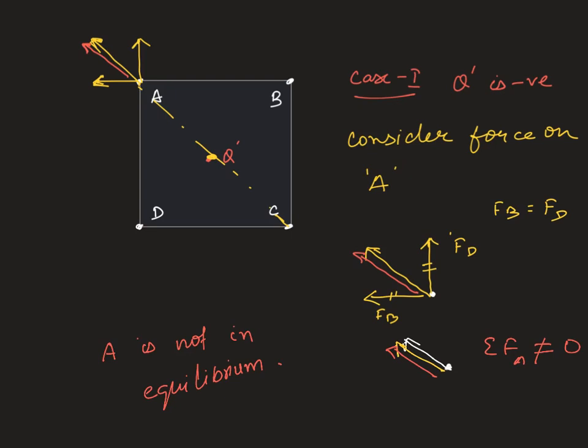Now please try to remember what was the first condition. The first condition was that A should be in equilibrium. That was the first condition. And B should be in equilibrium, and C should be in equilibrium, and D should be in equilibrium, and Q dash should be in equilibrium. The entire system must be in equilibrium. And this is not happening here. So we need to change the polarity of the charge Q dash. And we will move on to case 2. We'll draw another square like this.